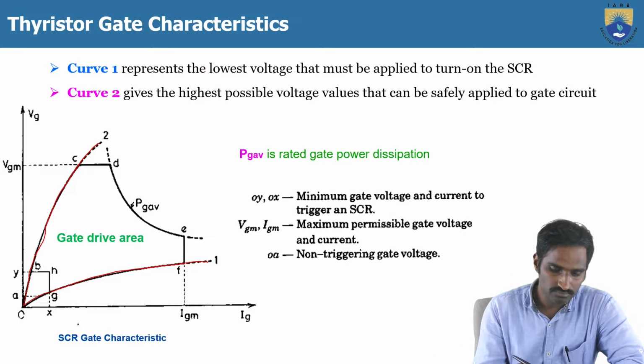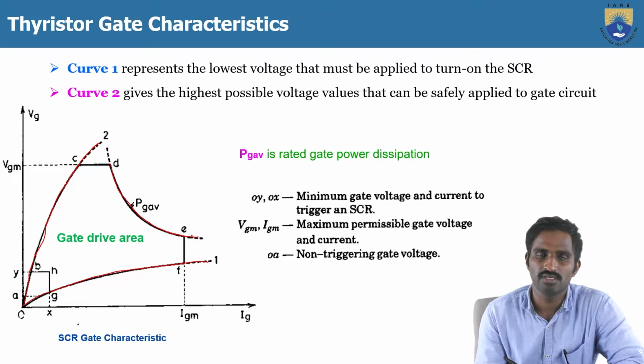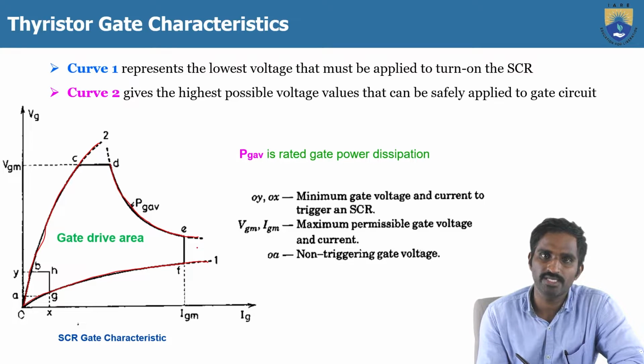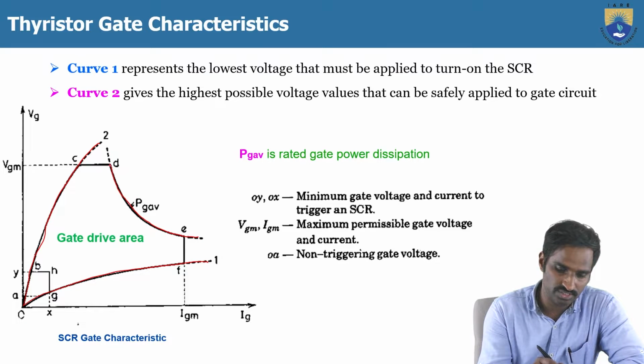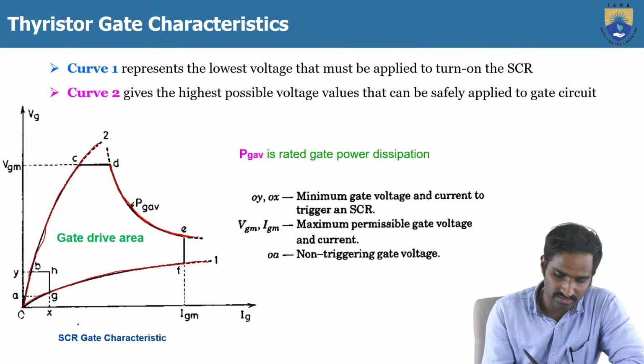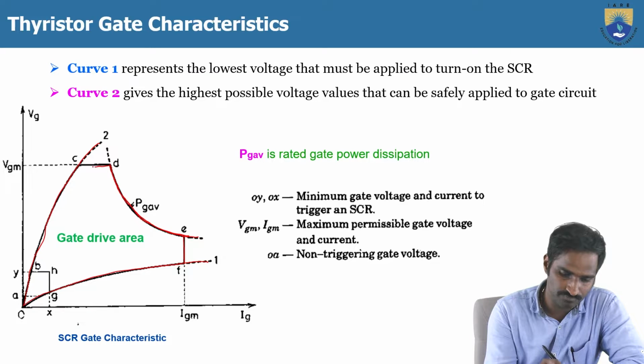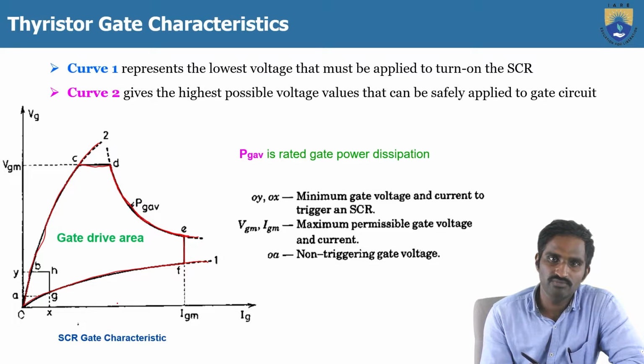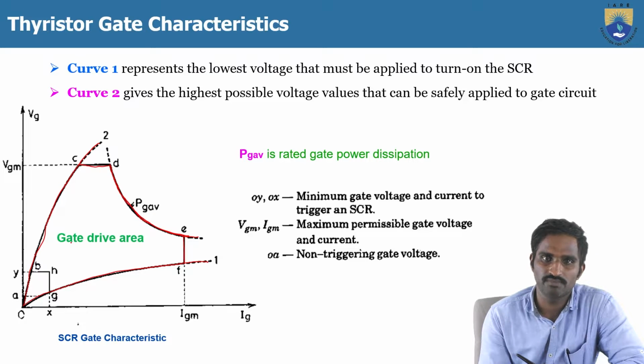Here I am just marking a region. That line is called DE. So you must give the gate power below this region. If I draw a straight line from here to here and here to here, now the curve is CDEF. So you must give the gate voltage and gate current below this operating region only.